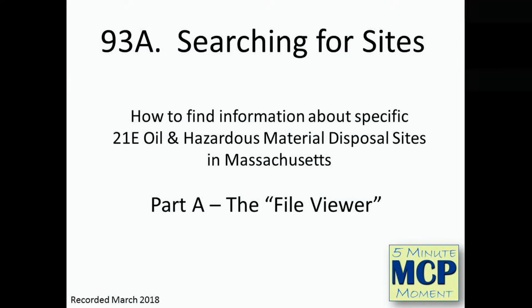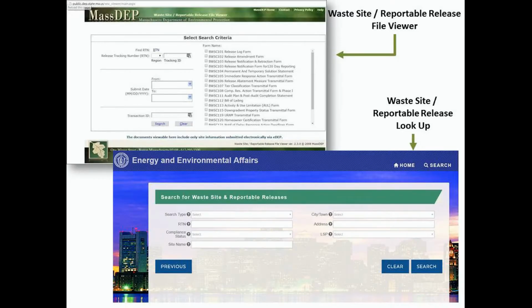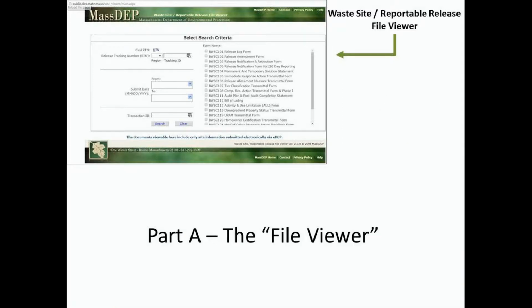You may be interested in information about these releases, perhaps because you're interested in buying that piece of property, perhaps because you live or work nearby and want to know if there's any uncontrollable contamination that still remains on the property. There are a couple different ways of searching for information about these sites. In parts B and C, you'll learn how to use the searchable sites list and use Google to directly search for our documents.